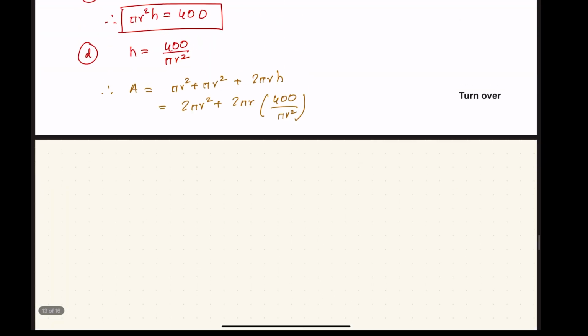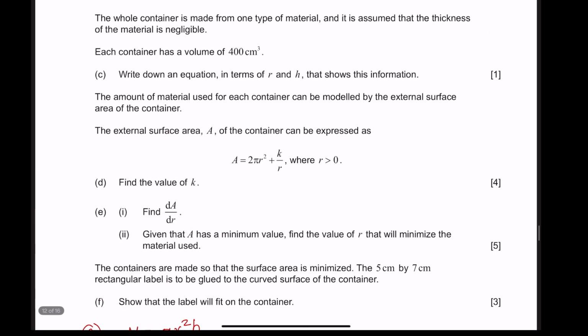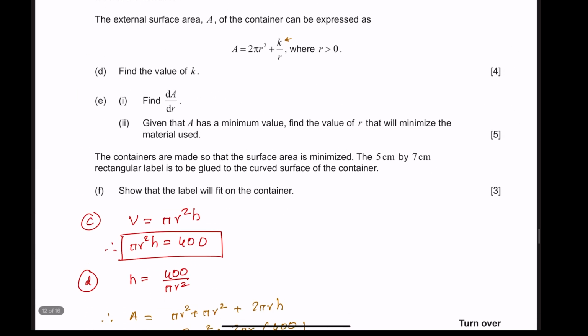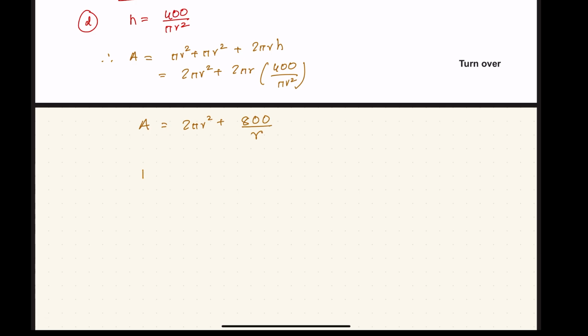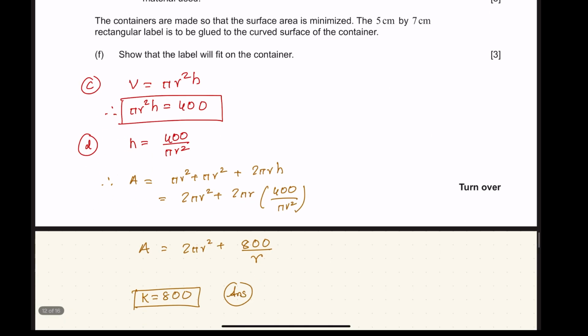So it will give you 2 pi r squared plus, the pi cancels out and one r cancels out, so you have 800 in the numerator and r in the denominator. This is the expression for the area. Now we have to find the value of k. k is basically the numerator of this fraction, which is 800 if I directly compare it. So k is equal to 800. This is the answer to part D. Now part E, we have to find dA over dr.